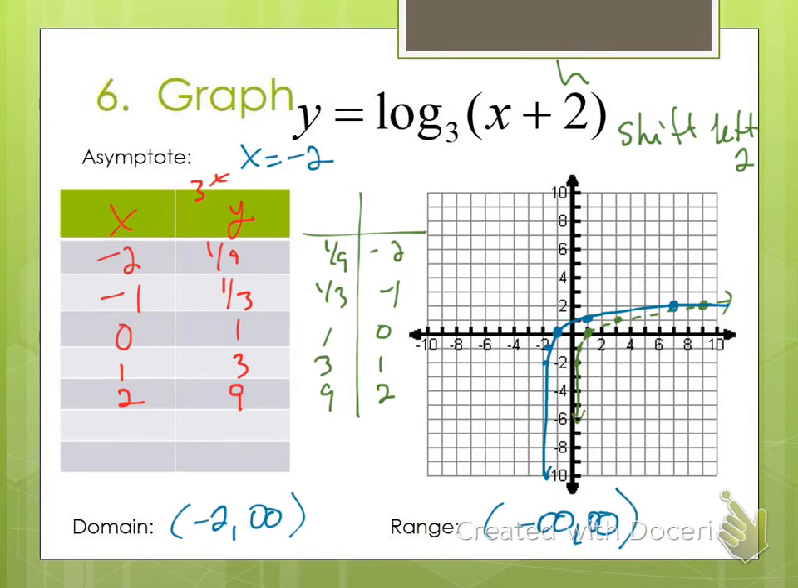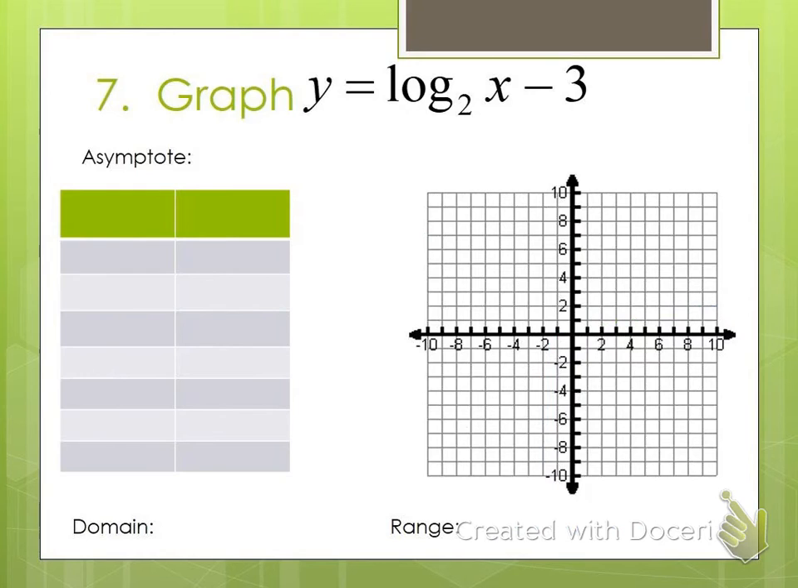Okay? So that's an h. We want to shift the opposite direction. All right? Versus something like this. Now, this -3 is not in parentheses. And so, therefore, that -3 is actually being subtracted from the entire function, log base 2 of x.